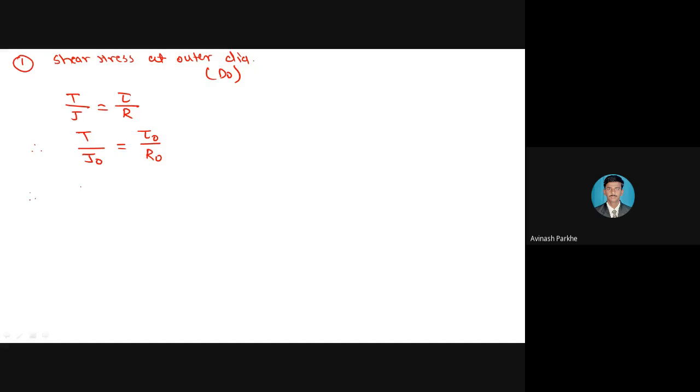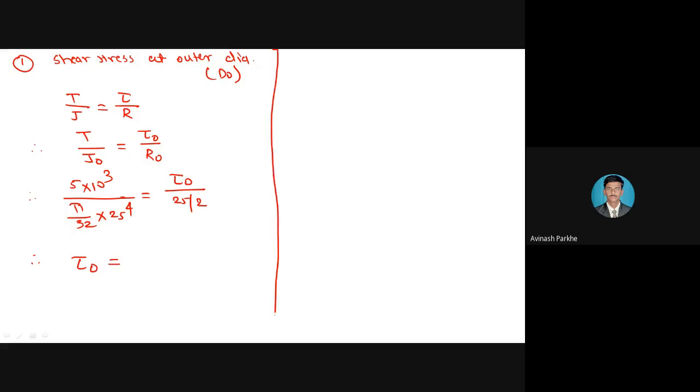Therefore, T is common for all. Whatever the hollow shaft, there is only one torque applied on that shaft. Therefore, 50 into 10 raised to 3 divided by pi by 32 into 25 raised to 4. Polar moment of inertia is pi by 32 DO raised to 4, equal to shear stress we have to calculate divided by RO, which is 25 divided by 2. Find out the answer and tell me the value of the shear stress induced at the outer diameter only.